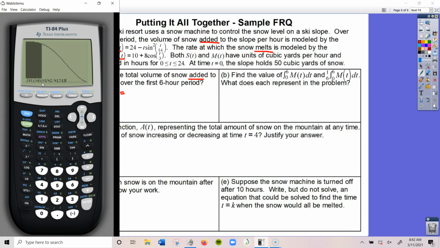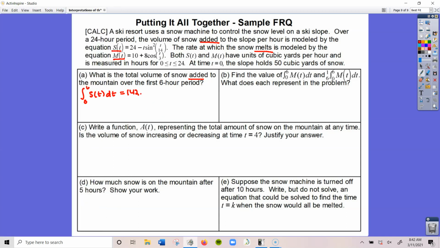And we get 142.4131, and our units here are cubic yards. So cubic yards, and that's it.